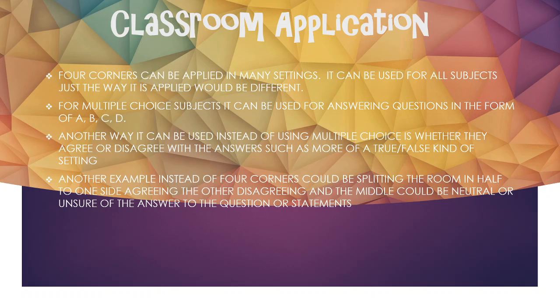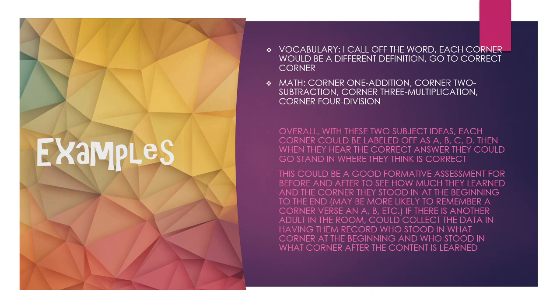Instead of doing the four corners, they could do a half and half. On one side they agree, one side they disagree, and then in the middle they could stand where they're either neutral or they're not sure, and then we can figure out how we can answer the question and make it right. So the neutral people have a place to go.